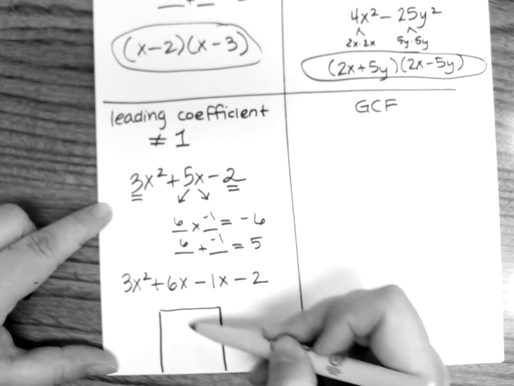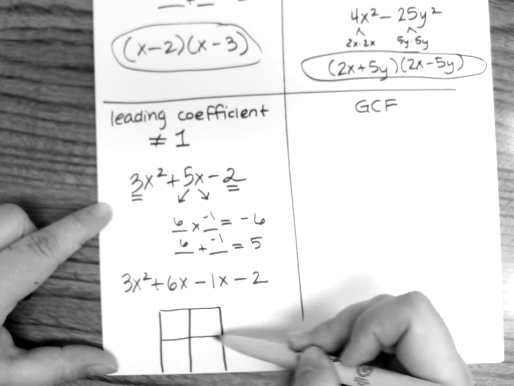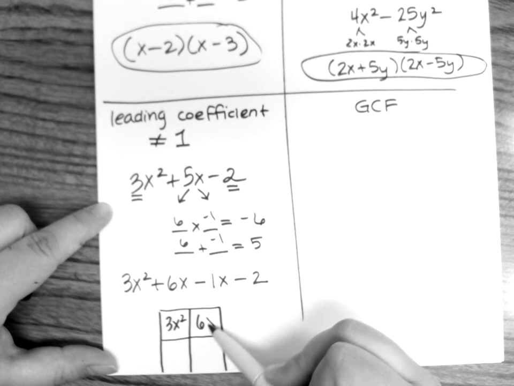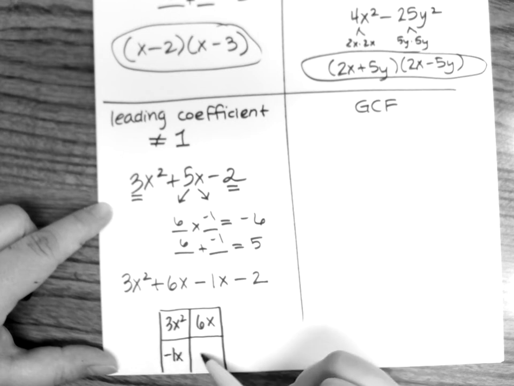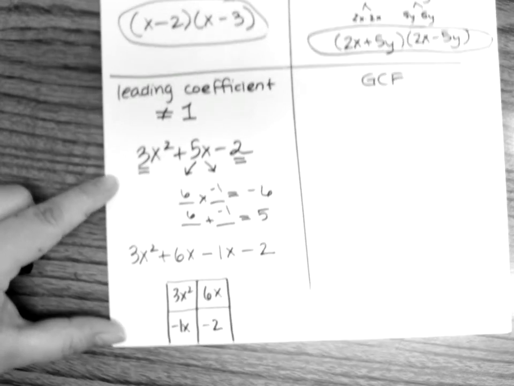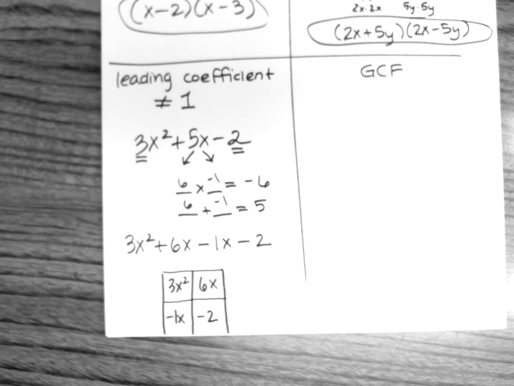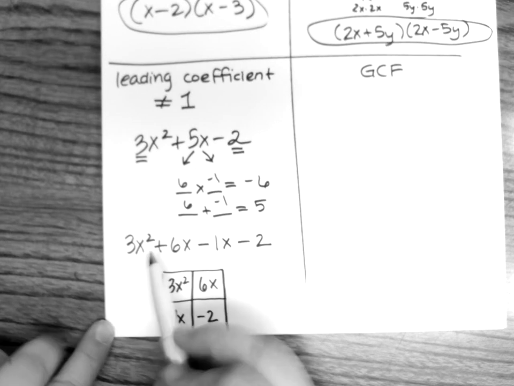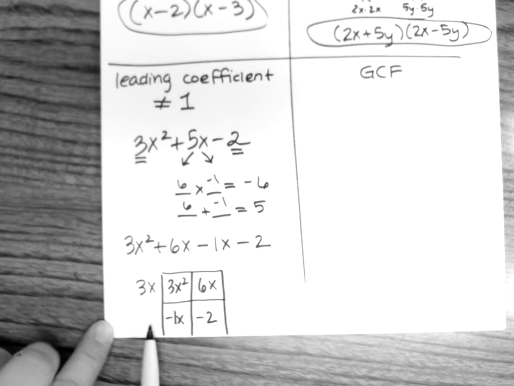So then I take my box. I like to think of it as a 4 square. And I put 3x squared, 6x, -1x, and -2. And then I find the GCF of each row and each column. So the greatest common factor of these two is 3x. Of these two, it's just 1 because there's not really anything else.